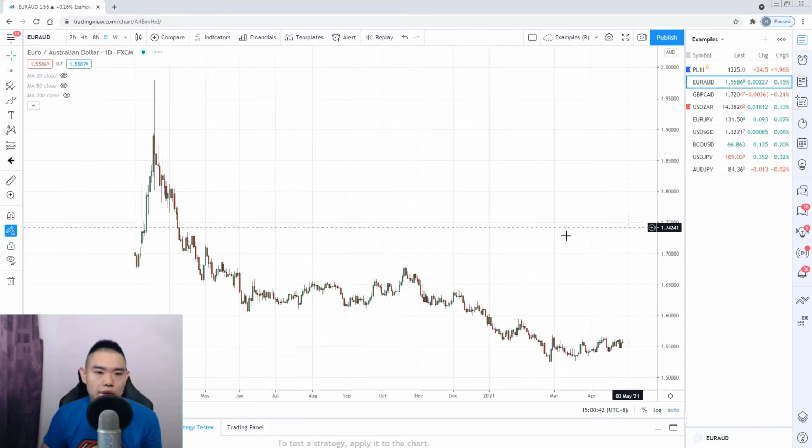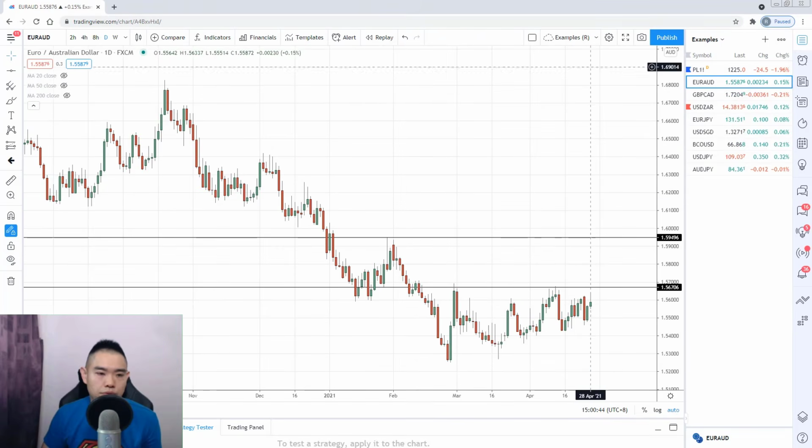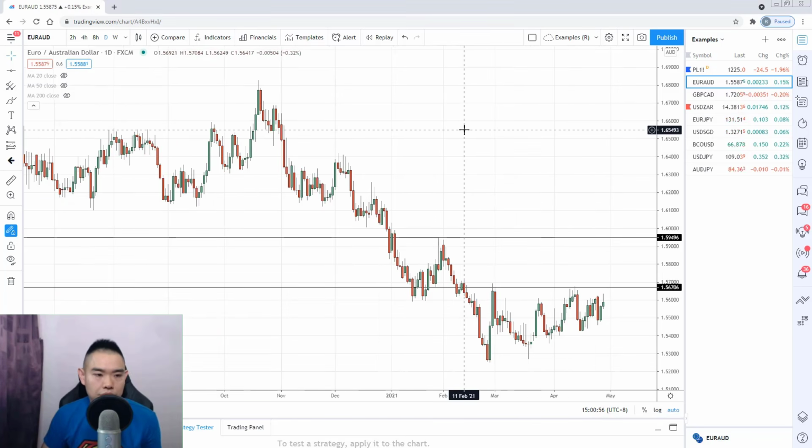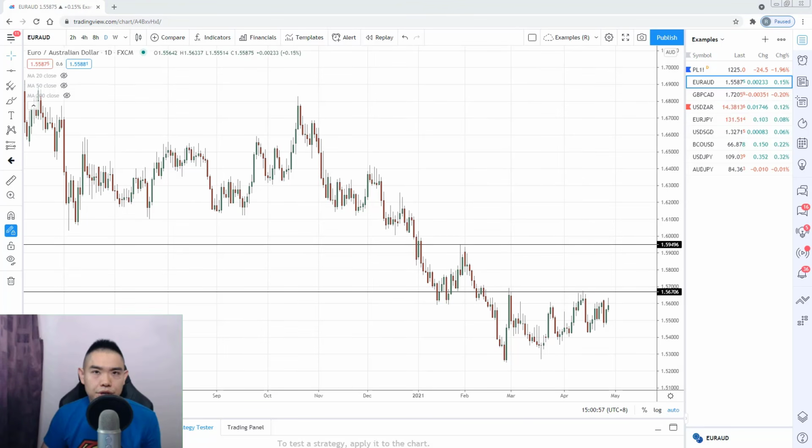Another example, euro against the Australian dollar. For this one, you can see that this market is in a downtrend, a series of lower lows and lower highs. Okay, we're not talking about market structure now. We want to pay attention to the support and resistance. If you look at this one over here, this previously is support. Price broke below support and retested previous support, which became resistance.